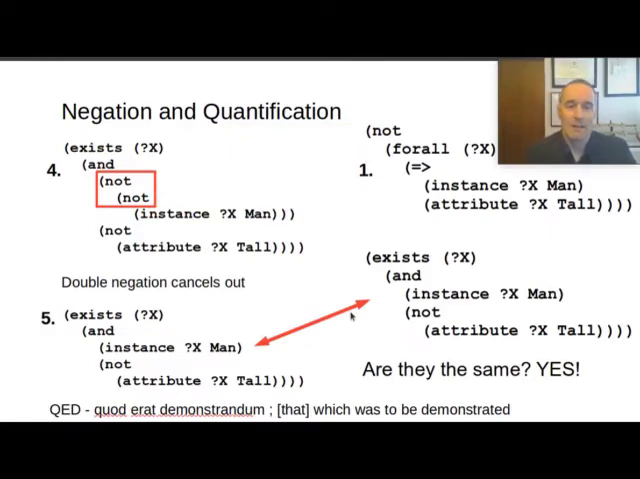And then finally, we're left with this not. We can get rid of that. We can simplify. So double negation cancels out. And then from step 4 to step 5, we've got, hey, what do you know? It looks exactly the same as the thing we were trying to prove syntactically.